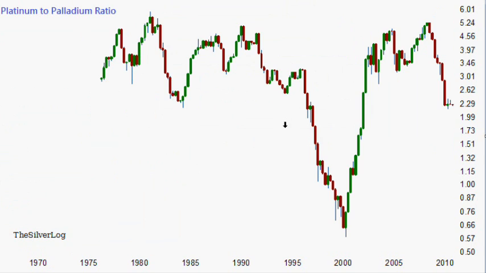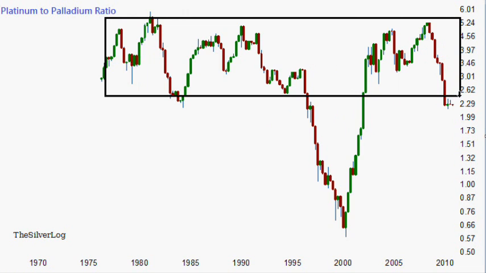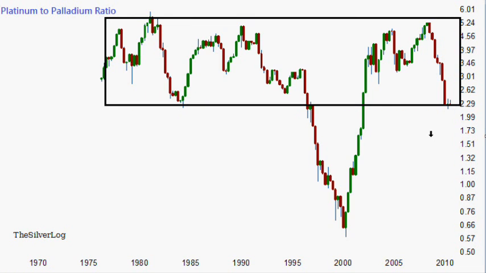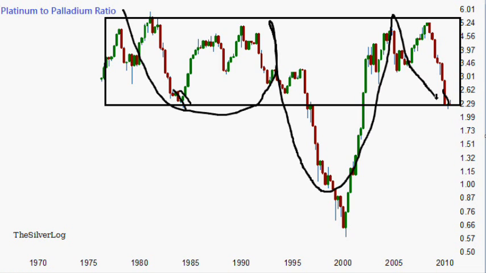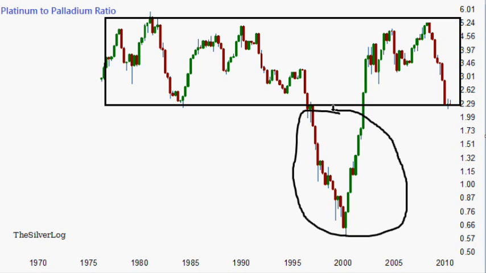The platinum to palladium ratio. Same sort of deal in here. That little failed move. It's now back to its previous support level in here. Maybe it's going to make one of those little inverted head and shoulders kind of formations. Don't know, but pretty much sideways for the last 40 years plus or so, with the exception of in here, in a range of about 2.25 up to about 5.5.